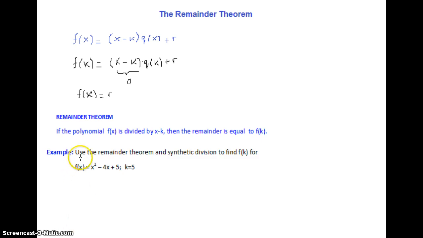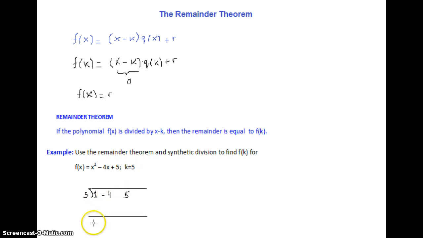As an example, we use the remainder theorem and synthetic division to find f of k for the following function when k equals 5. Instead of replacing x by 5 to find f of 5, we divide f of x by x minus k, or in this case x minus 5. K is 5, and now we have to bring down the coefficient of x squared. The coefficient of the x term is minus 4, and the numerical term is just 5.